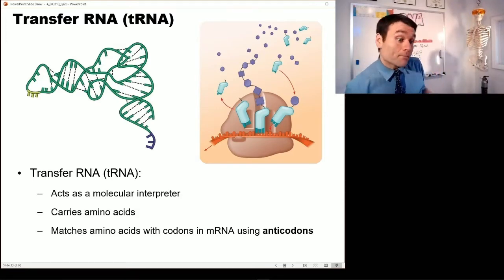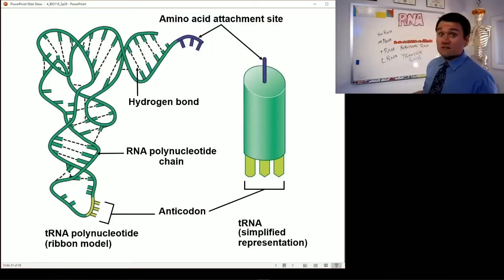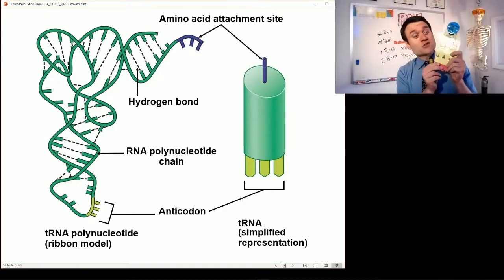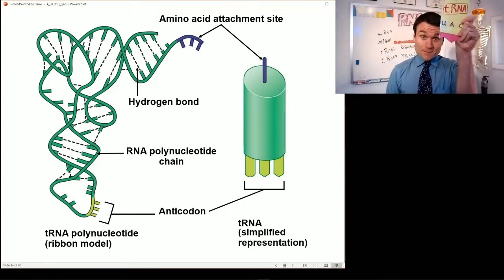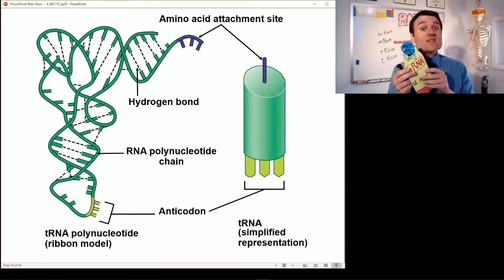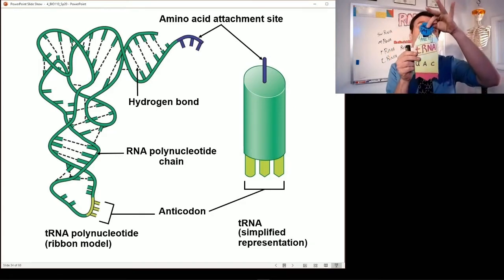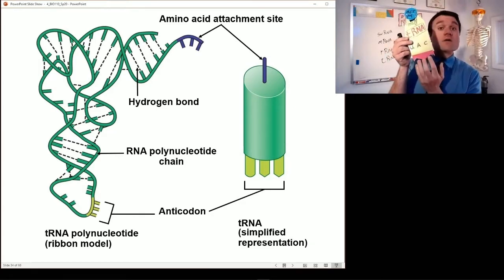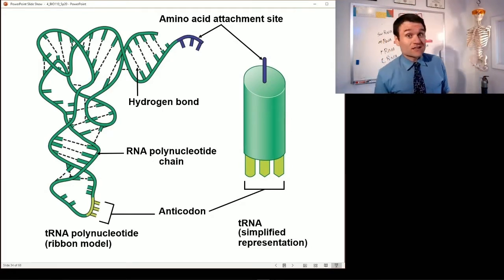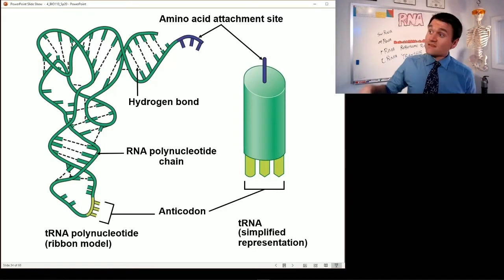Now, on these slides, they use a kind of image of tRNAs that kind of look like my papercraft image right here. It's got the important bits on it. You got the amino acid attachment site up here, and you got what we call the anticodon down here. But if you actually want to know what a tRNA molecule looks like, that's it right there.